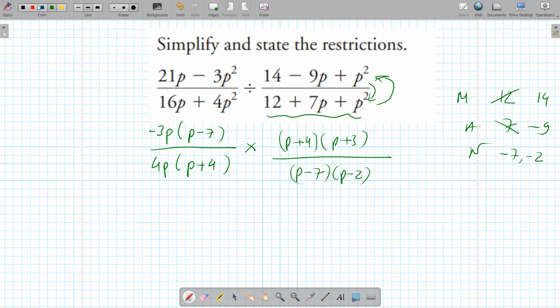Now hopefully things cancel out. P and p cancel out. P plus 4 cancels out. P minus 7 cancels out. Therefore, your final answer is going to be 3 times p plus 3 over 4 times p minus 2. Okay? What are the restrictions?